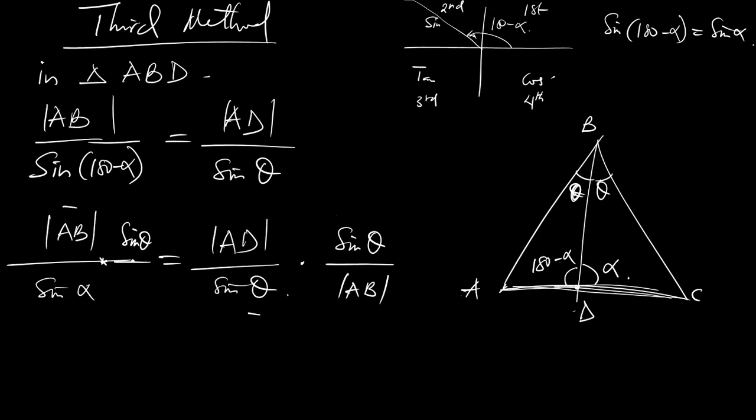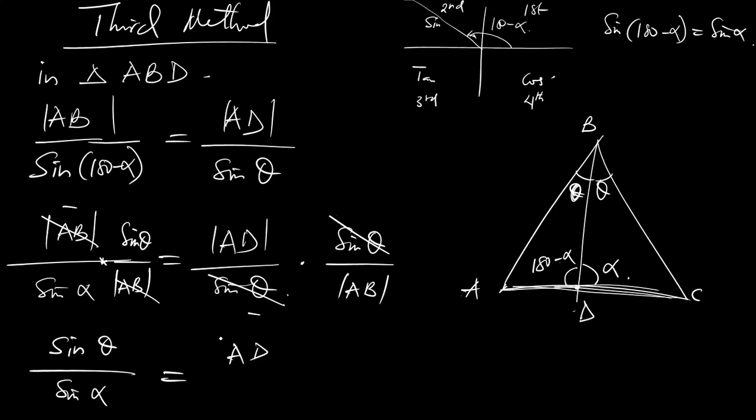So we multiply the left hand side by also the same value. If we multiply the left hand side with this same value, this AB will cancel out here. Then sine will cancel out itself here. Now we are left with sine theta all over sine alpha equal to AD all over AB. Now we have gotten this. Let's call this equation 1.